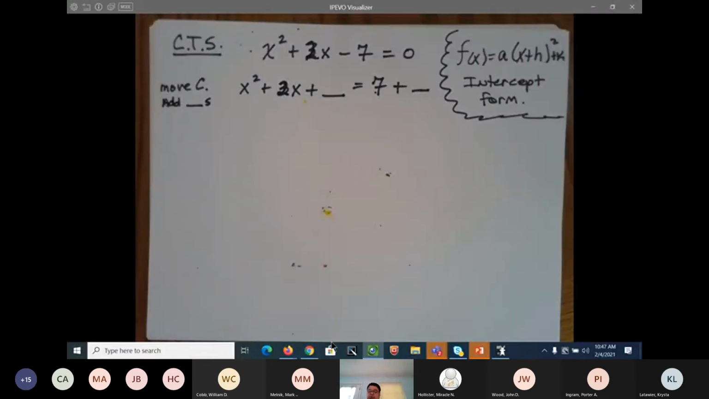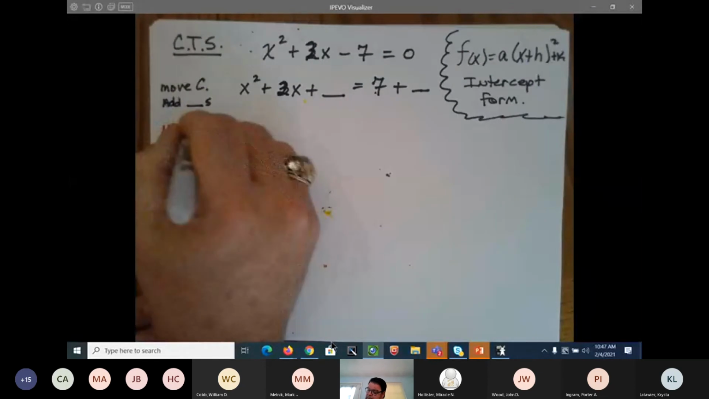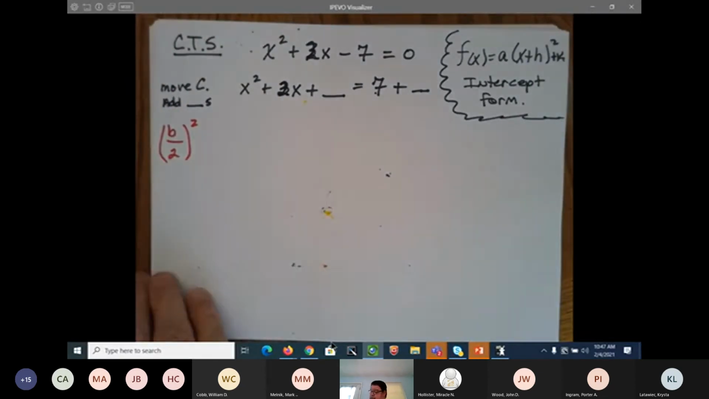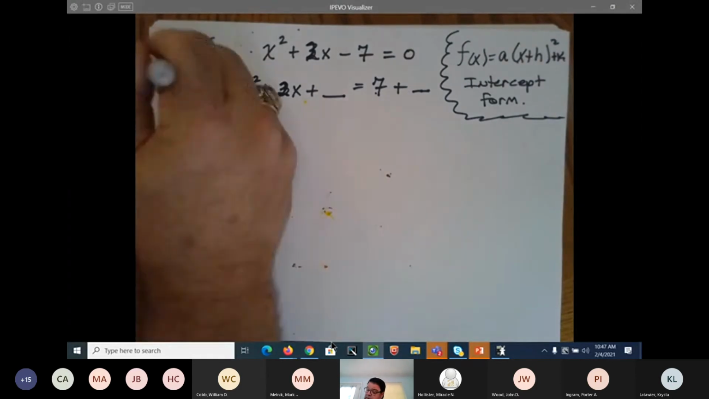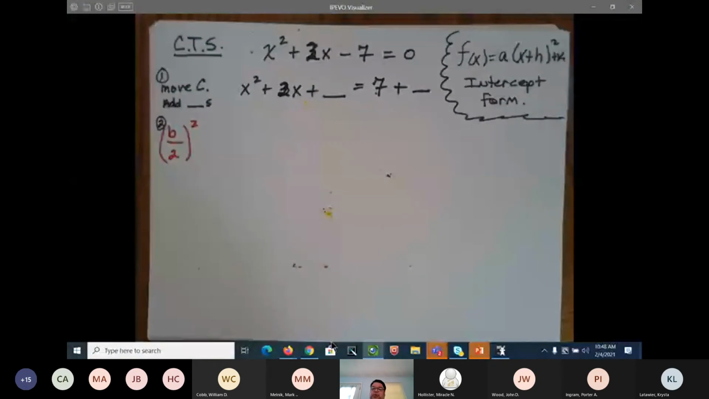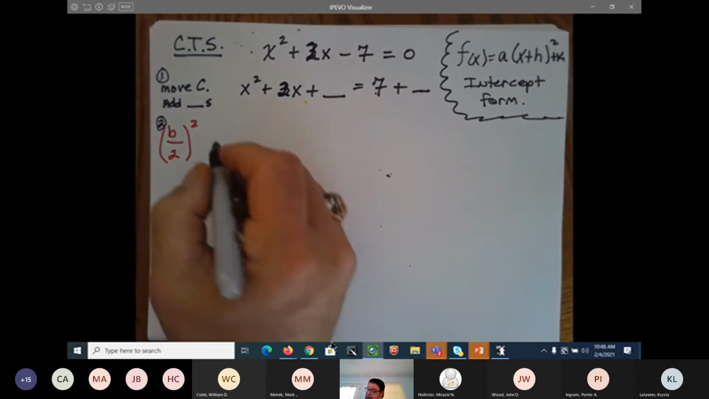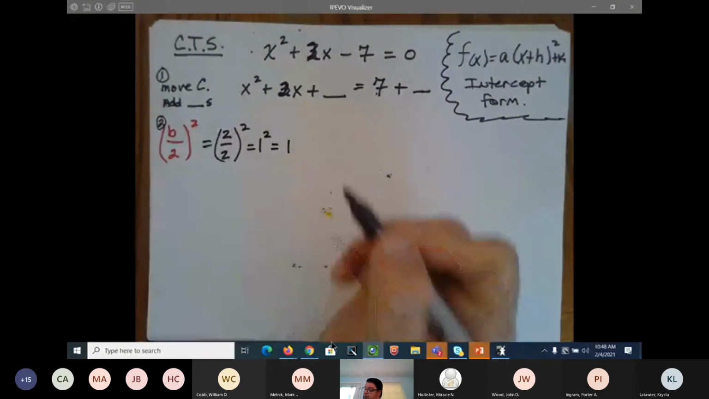And this is completing the square, so I'm going to put this in red because this is what you have to do to complete the square. You take b, divide it by 2, and square it. So this is part 1. Put a 1 beside that. And this is 2. Second step is to take b, divide it by 2, and square it. So in this case, 2 divided by 2 squared is 1 squared, which is what? 1.